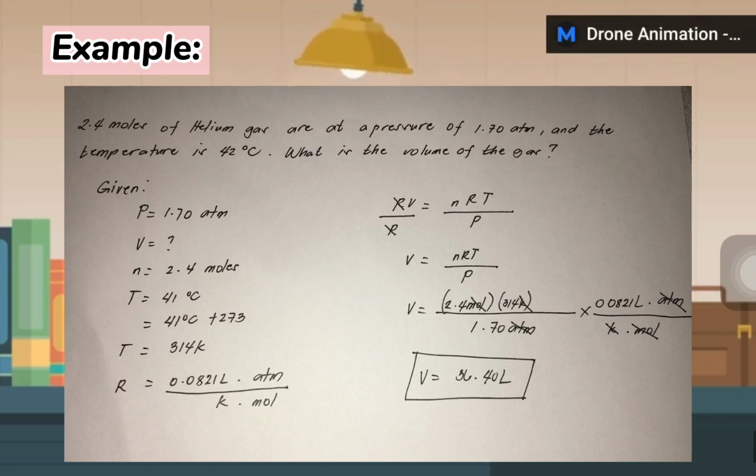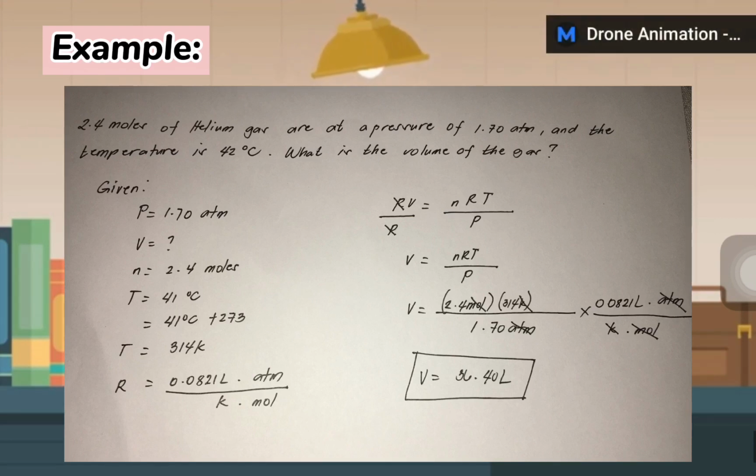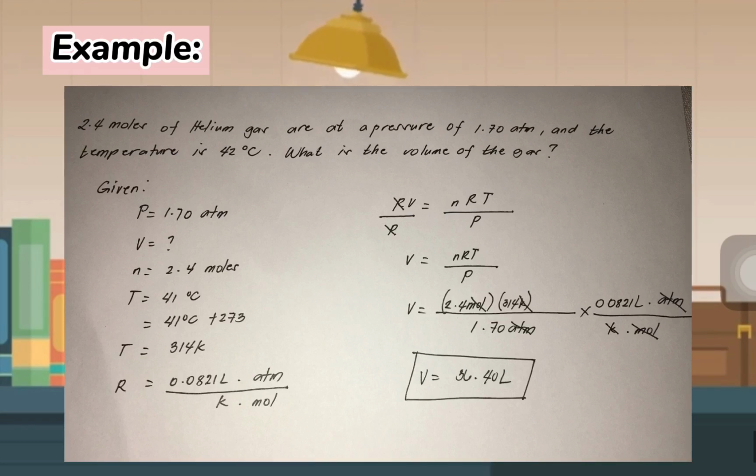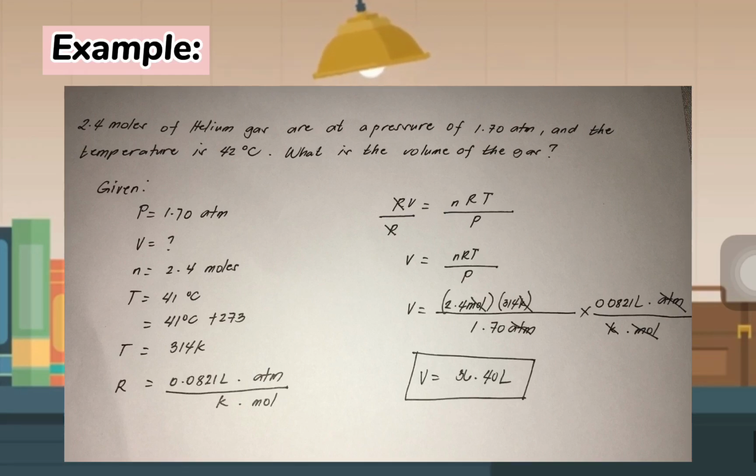We will use our formula PV equals nRT. Since we are finding the volume, we will cancel the pressure, and in order to cancel the pressure, we will divide both sides by pressure. After cancellation, we have the remaining formula: volume equals nRT over pressure. Since we derived the formula for volume, we will substitute all the quantities. So volume equals 2.4 mole times 314 Kelvin over 1.70 atm times 0.0821 liter times atm over Kelvin times mole.